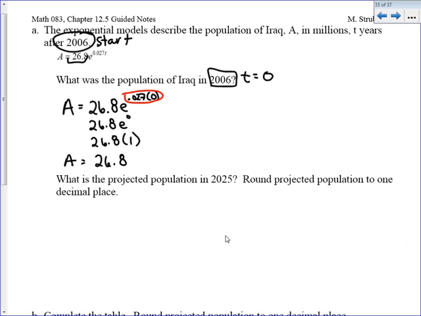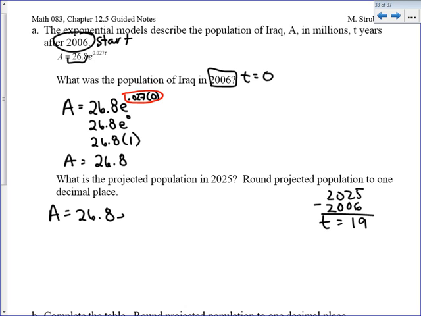Okay, so the only thing we're going to substitute in this class is time. So I need to figure out how much time has elapsed between 2006 and 2025. So all we're going to do is take 2025 and subtract from it 2006. So we've had 19 years pass. So that's going to be our time. Our time is 19 years, so you just go back to your equation.